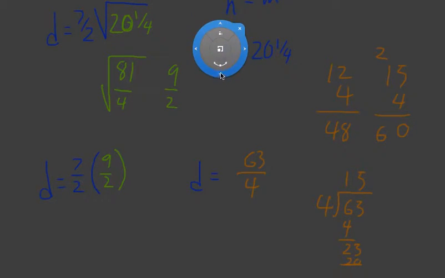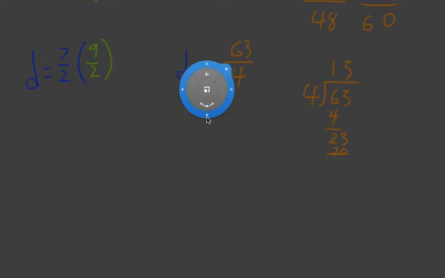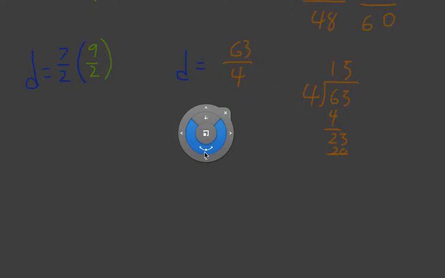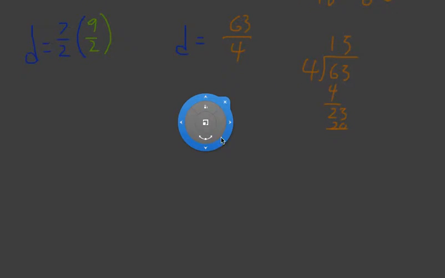All right, hold on. There we go. So that gives us a remainder of 3. And so there it is. So it's 15 with a remainder of 3, and then we divide that by 4. So the answer is 15 and 3/4.